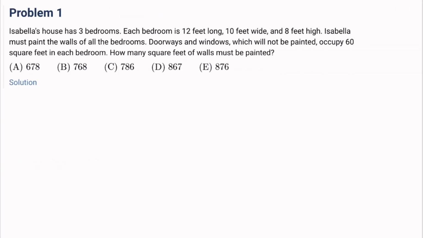First problem. Isabella's house has 3 bedrooms, each is 12 feet long, 10 feet wide, and 8 feet high. Isabella must paint the walls of all the bedrooms. Doorways and windows, which will not be painted, occupy 60 square feet in each bedroom. How many square feet of walls must be painted?